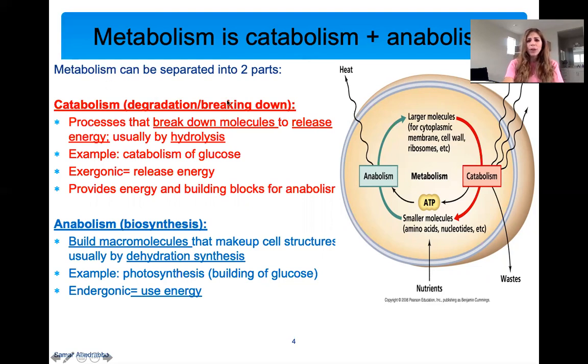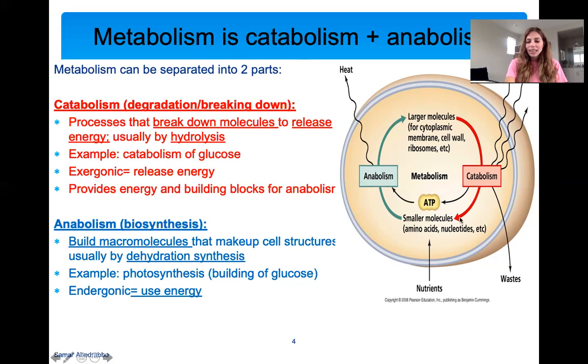When we break down molecules, we release energy, and the reaction involved is hydrolysis. Remember, hydrolysis is to break components. An example of a catabolism reaction is the catabolism of glucose. When we grow bacteria in lab, we add sugar in the medium, the same reason why humans eat carbohydrates or sugar, so that we can get energy. They're exergonic reactions, meaning they release energy in the form of ATP. And this ATP is important because we need that energy so that we can build different components of cells.